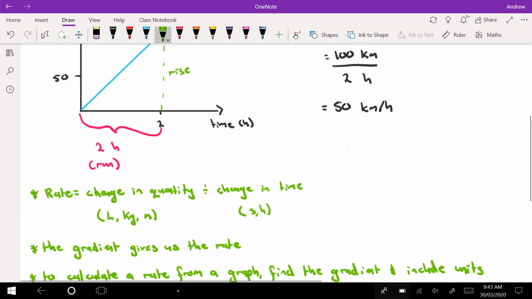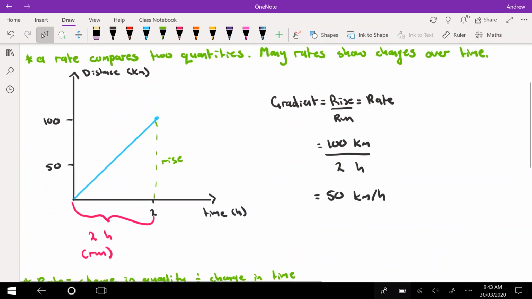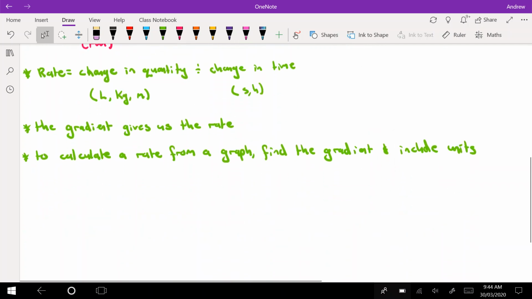Okay, so I'm going to scroll back up and notice here, this is what I'm going to be talking about. I have found the gradient of my line by dividing my rise, which is my 100 kilometers, over my run, which is 2 hours. 100 divided by 2 is 50, but I've included my units here, okay? That is because to find a rate, we want the actual units. Rates will always involve units, so it's important to remember that.